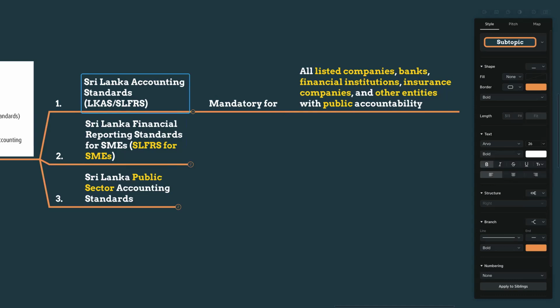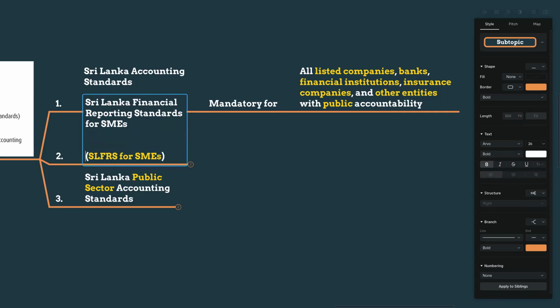Let's say, for example, your company is listed on the Colombo Stock Exchange. Like John Keells Holdings, they are a listed company. Dialog Axiata is a listed company. And HNB, Hatton National Bank, it's a bank. These kinds of companies must follow the LKS or SLFRS. Right? Let me talk about the other category.